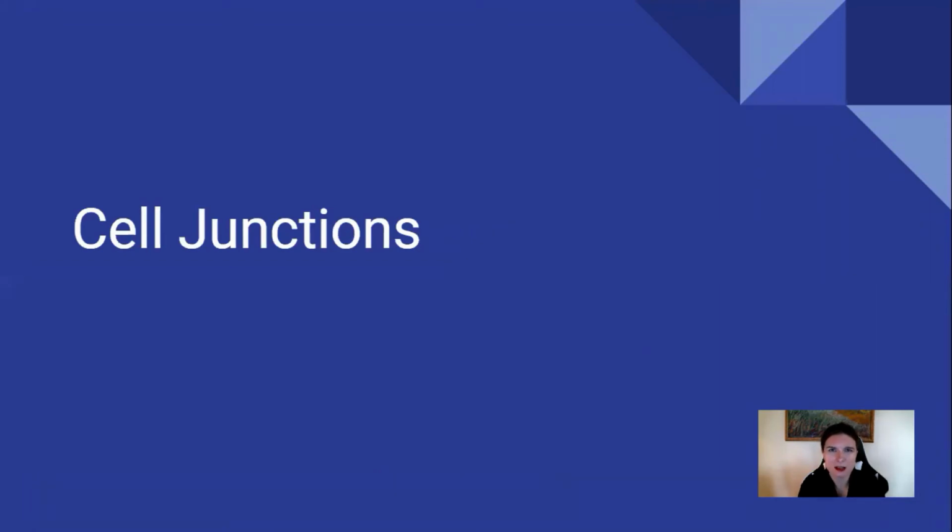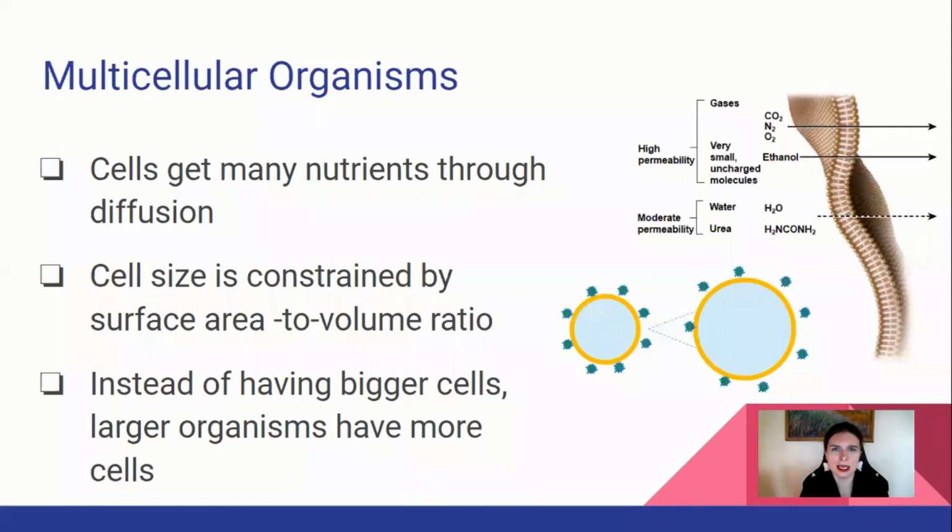Now, not all cells are independent of each other. Cells in multicellular organisms are linked together through structures called cell junctions. This is important because as an organism gets larger, rather than having larger cells, a multicellular organism has more cells. So to get bigger, it's going to produce more cells rather than bigger ones.